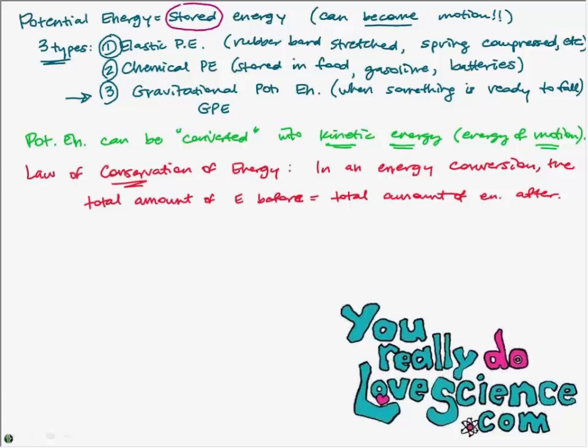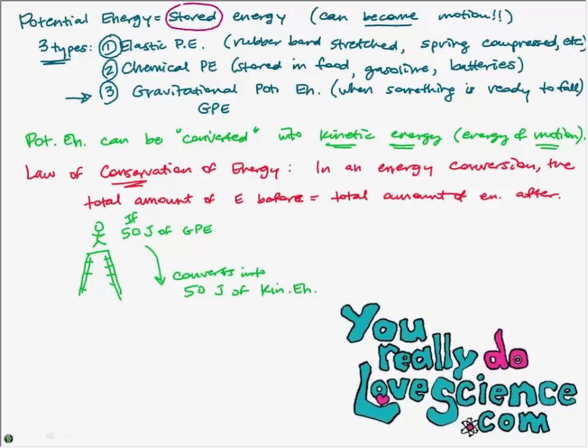Let me show you an example. If you have somebody standing on top of a ladder, and let's say they have 50 joules of gravitational potential energy, and I'll tell you how to calculate that in a minute. When they jump off, it's going to convert into 50 joules of kinetic energy. The amounts aren't different when they convert. It's going to fully convert.